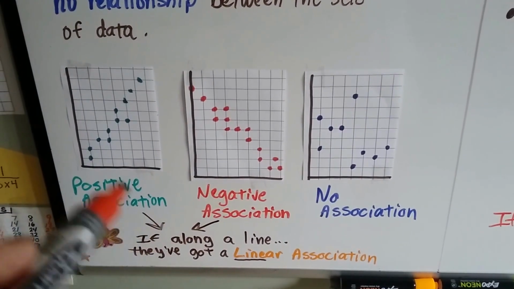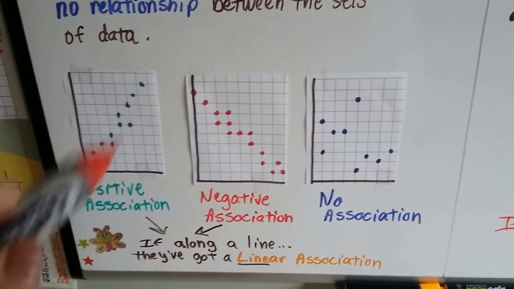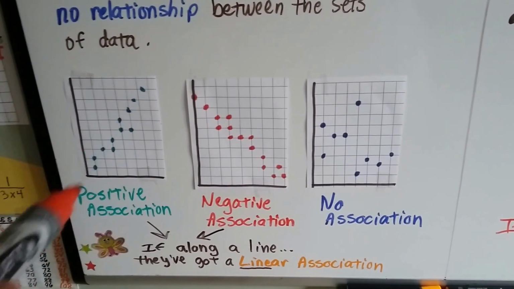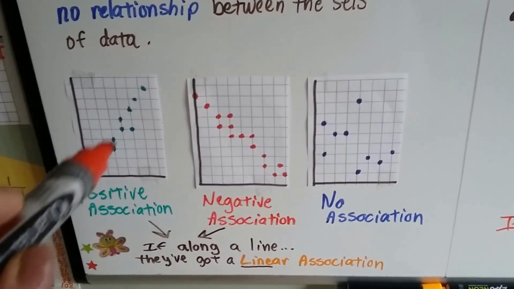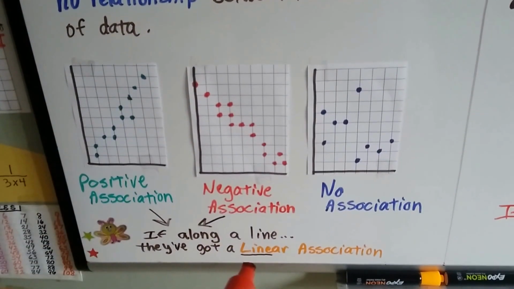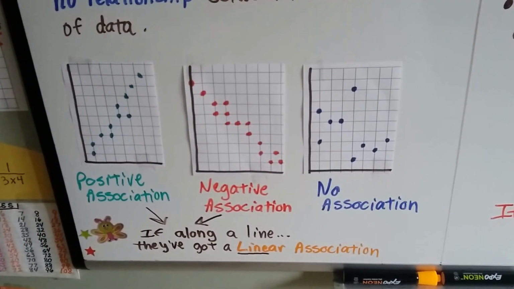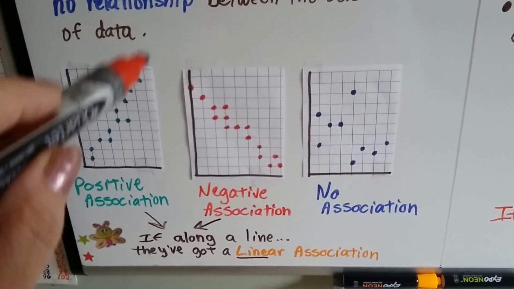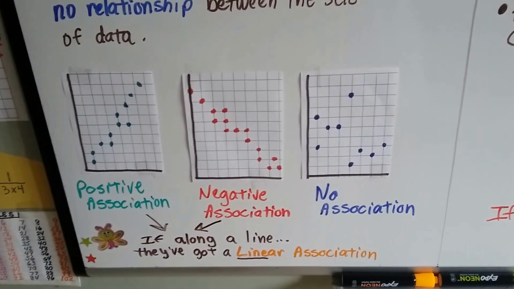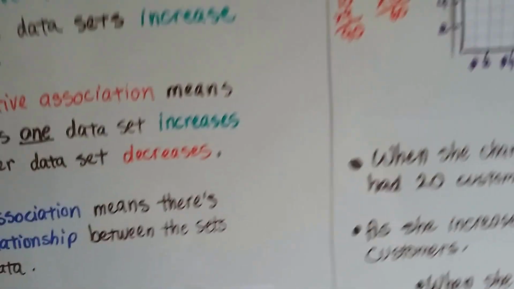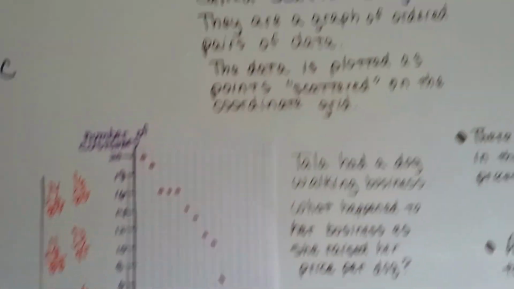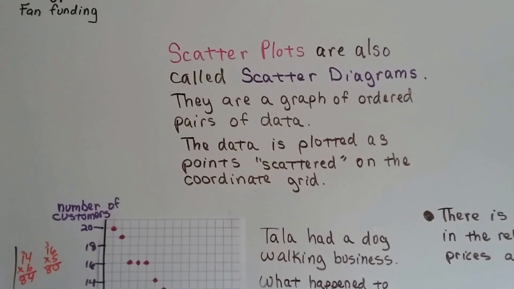For the positive and negative association, if they lay along a line like these do, see that? They've got a linear association. See the word line in linear? So they're along a line. They're linear. We could see that this one has a positive slope and this one has a negative slope, doesn't it? So, scatter plots are also called scatter diagrams.